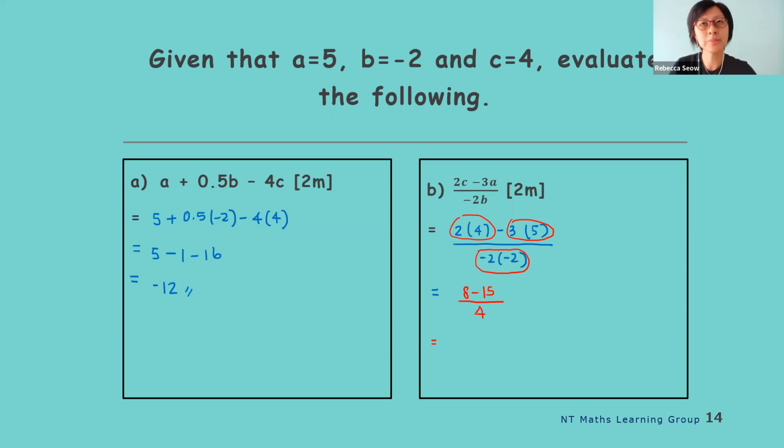So let's work out the numerator. 8 take away minus 15, 7. Minus 7 out of 4. So from here, we could work out our answer.